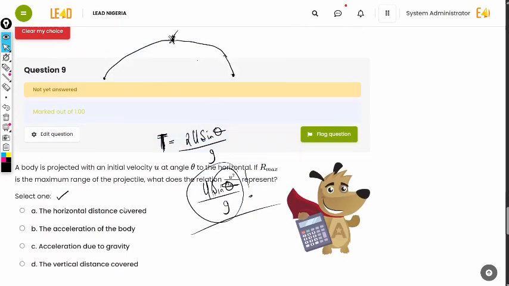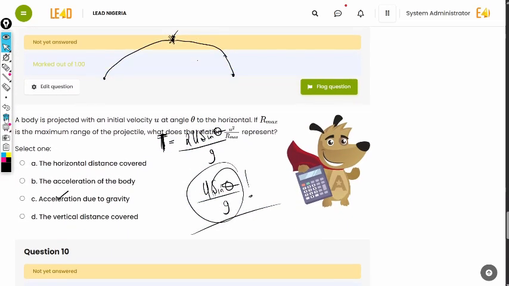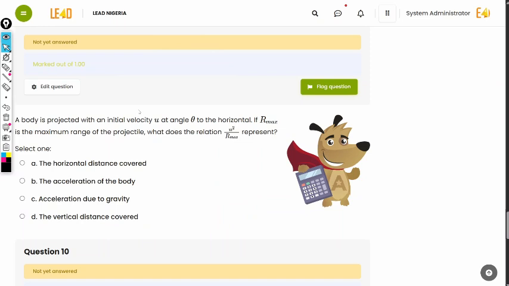Alright, that's question 8. Question 9 says, a body is projected with an initial velocity u at an angle theta to the horizontal. If R max marks the maximum range, what does the relation u squared over R max represent? So a body is projected this way, u at an angle theta to the horizontal.